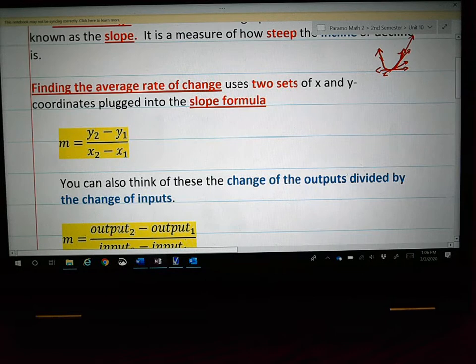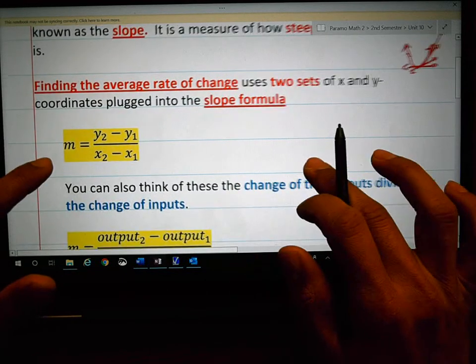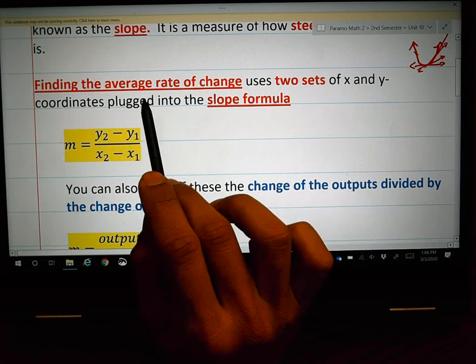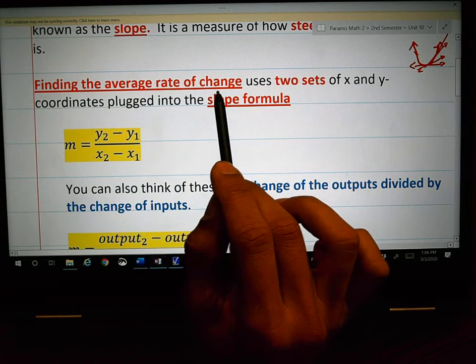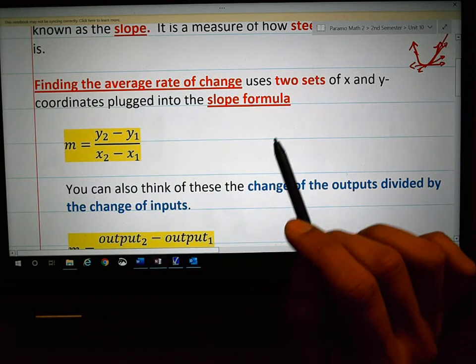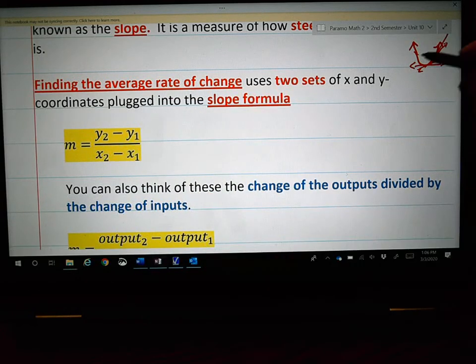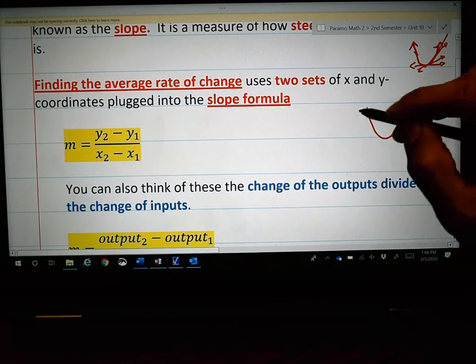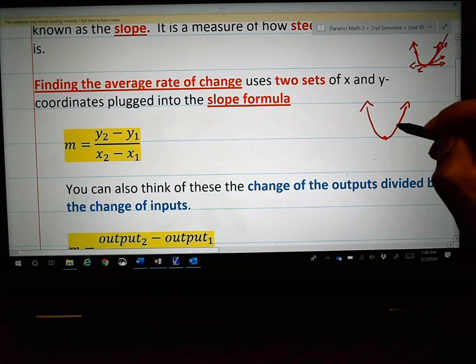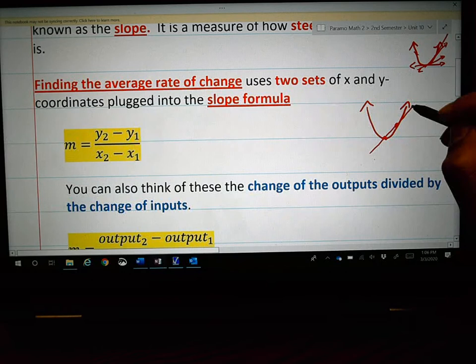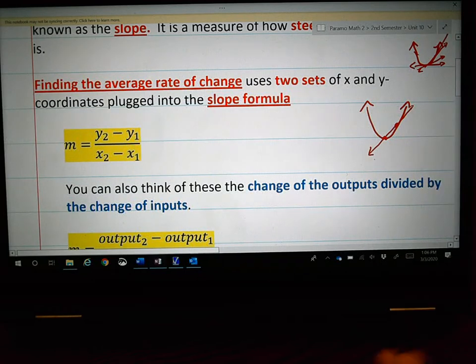What we're going to be doing, the math behind it, is really we're going to be finding the average rate of change. And this is where I say we're going to be talking about 2 points on the parabola, I don't know what they are, or 2 points along anything, and we're going to find the average between those 2 points.